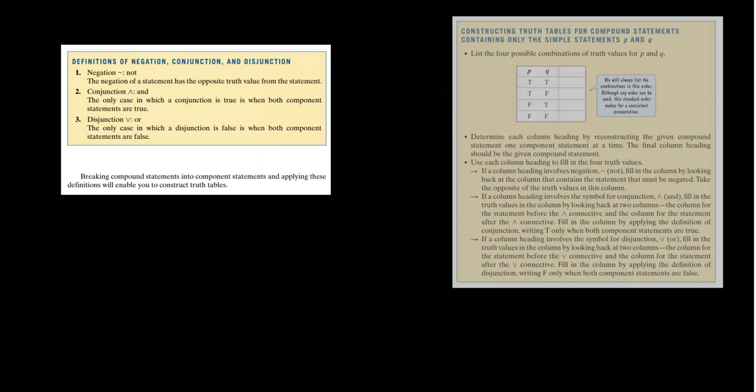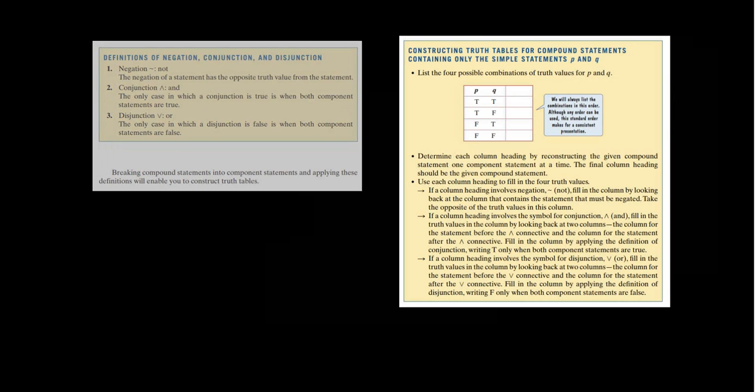So before we begin, we know that we've talked about the negation symbol, right, which means not. The negation of a statement has the opposite truth value from the statement. So if we say it is raining outside and we put a negation on it, then we're saying it is not raining outside.